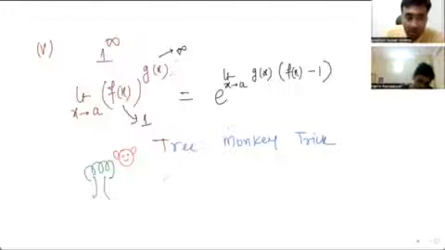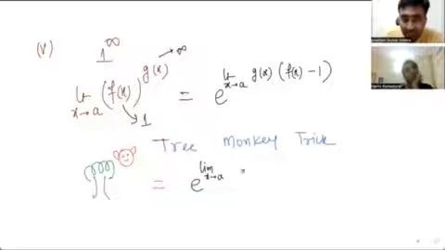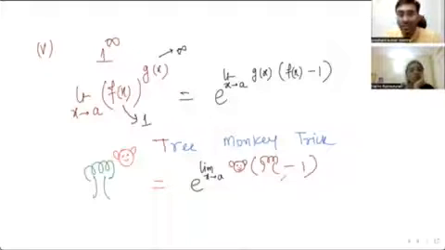So what we do, we write again e raised to limit x tends to a. Now this monkey, see here on the screen, is brought down by cutting the tree. Got it? This monkey on the top is brought down by cutting the tree, so tree minus 1. So this is the concept you can keep in mind.